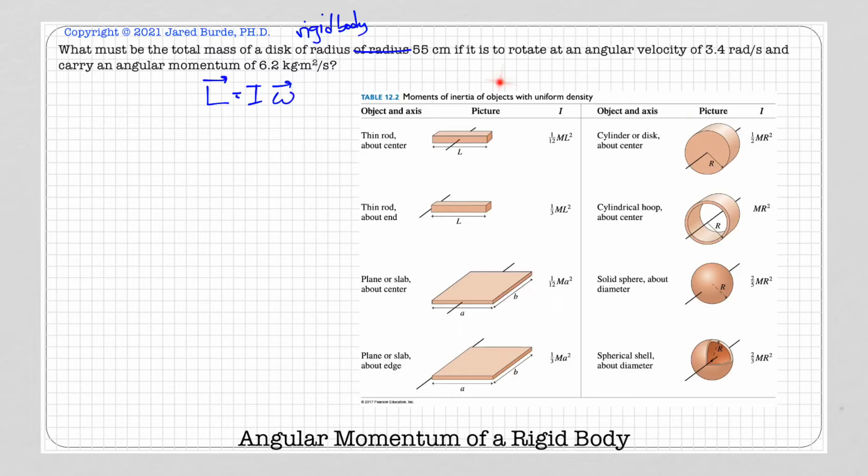So here we have our table of moments of inertia. We're talking about a disk. A disk is just a very short cylinder, but we can see here that the moment of inertia should be 1/2 mr squared. So in the place of the moment of inertia, we can write 1/2 mr squared. And then we can see here that the moment of inertia depends on the mass, and the mass is what we're trying to design for.